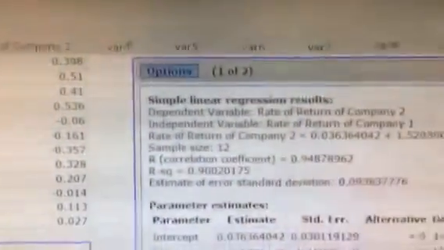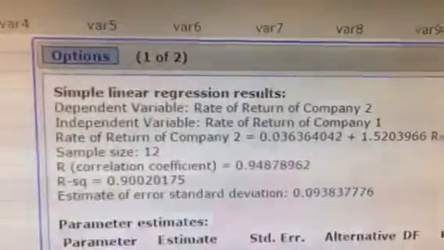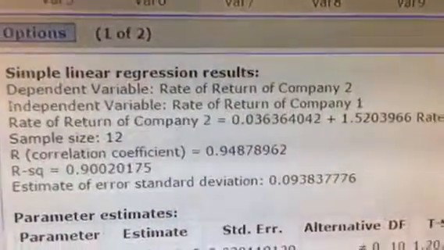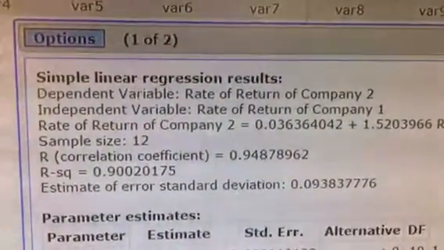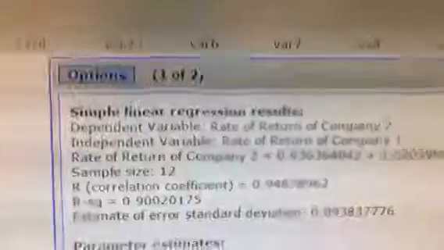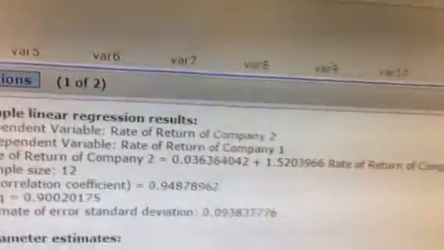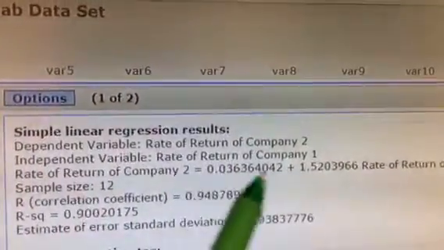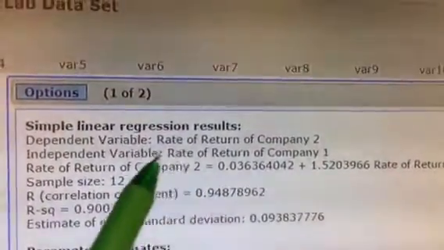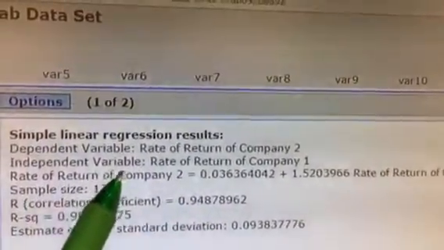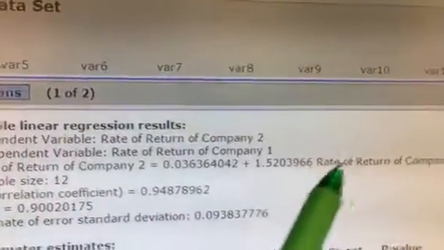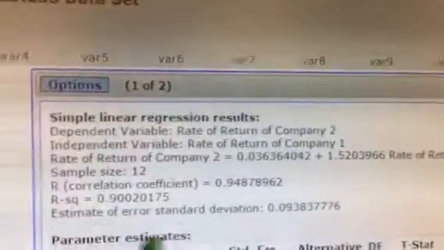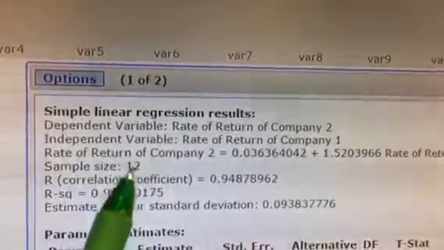Now, in our chart, we have everything that we need to answer this question. Notice it has rate of return. We're looking at this part right here. Let's see, right there. There's your equation. You're going to need that later. This is the y equals mx plus b. Notice this is your sample size. We'll need that in a few minutes.